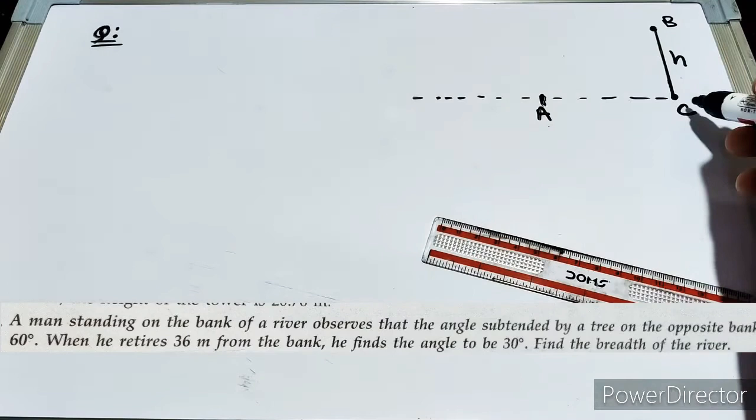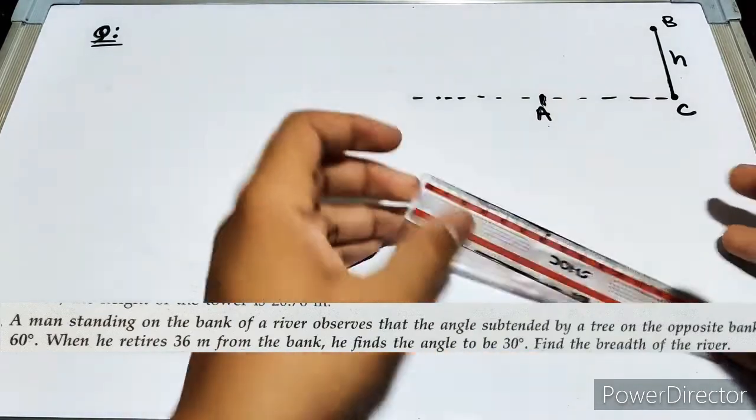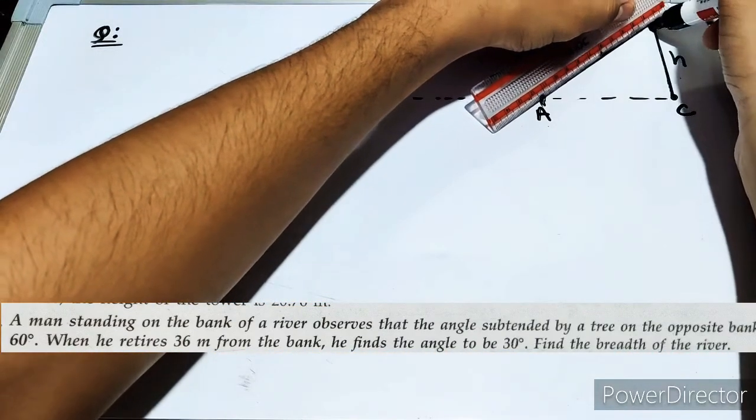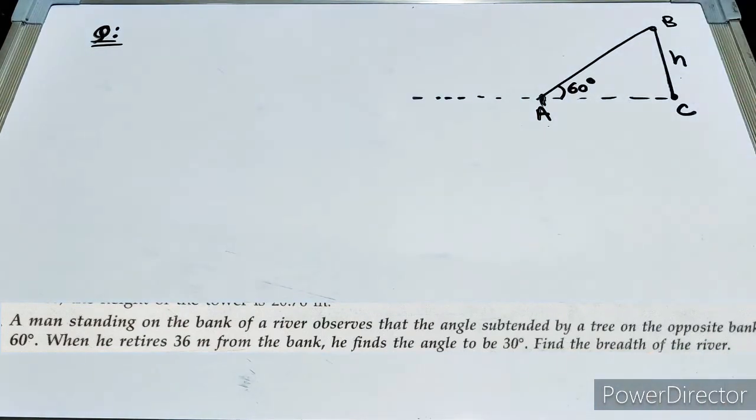यहाँ पे एक पर्सन खड़ा है जिसके अपोजिट बैंक पे एक ट्री है और उसकी हाइट हमने H assume कर ली. Now it is given that it makes an angle 60 degree with A. So this angle is equal to 60 degree. And it is given when he retires 36 meter from the bank, he finds the angle to be 30 degree.